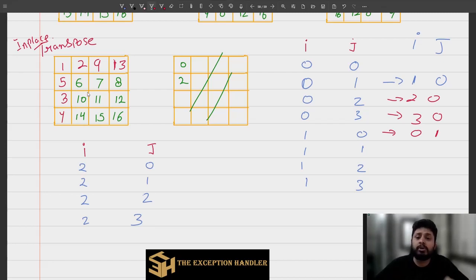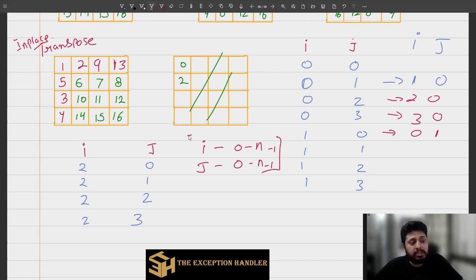And this would happen with your complete matrix. If you do it for all values, for i starting from 0 to n and j starting from 0 to n, practically n minus 1, you would end up getting exactly the same matrix that you were given.